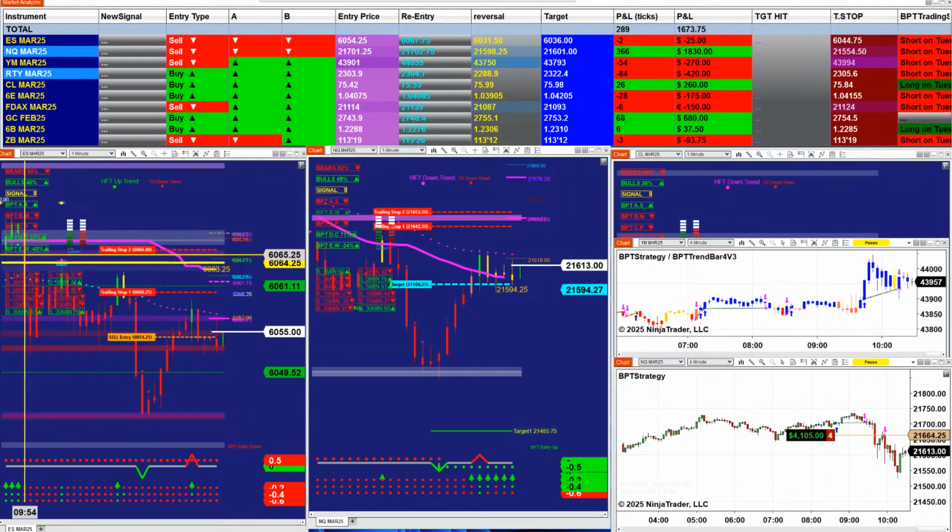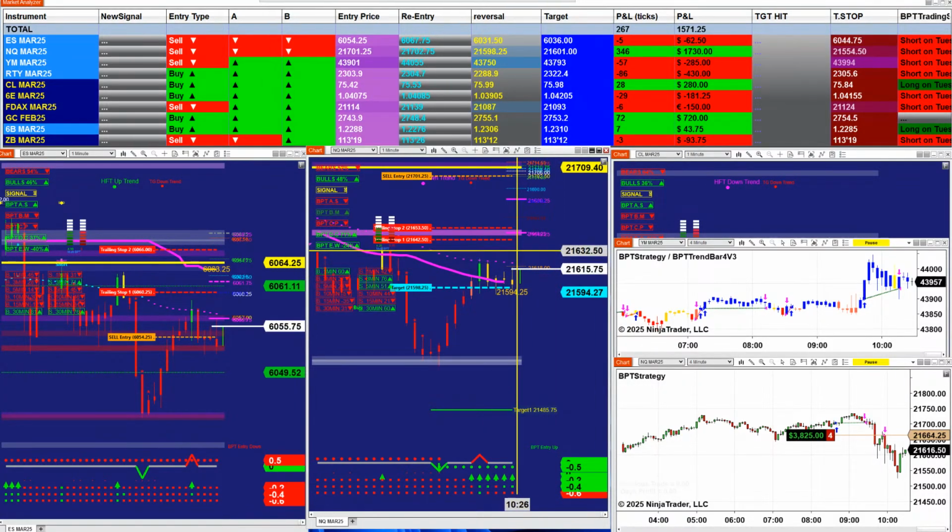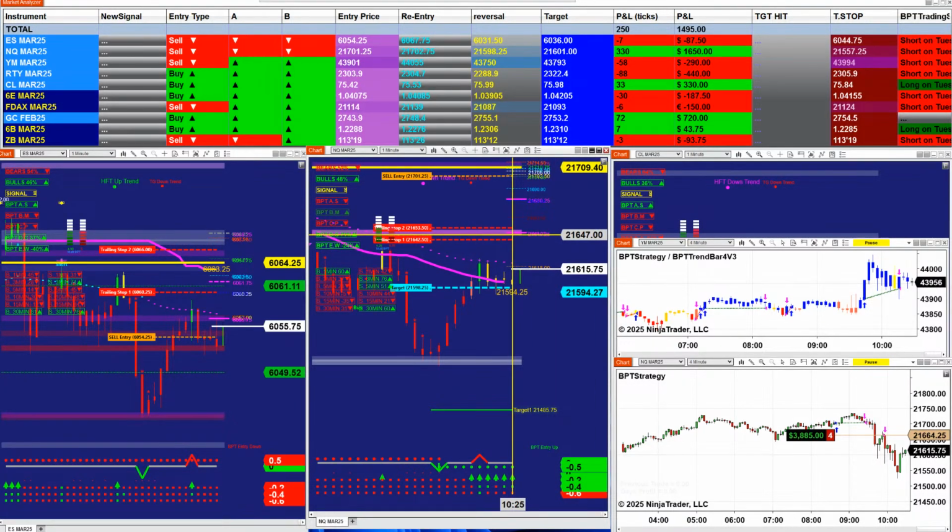So finally the NASDAQ is taking a long, but it's not going to be a happy ending. It's going to stop at 21,647. For the ES, forget it. Don't even think about auto trading ES at this moment. It's not good for you.